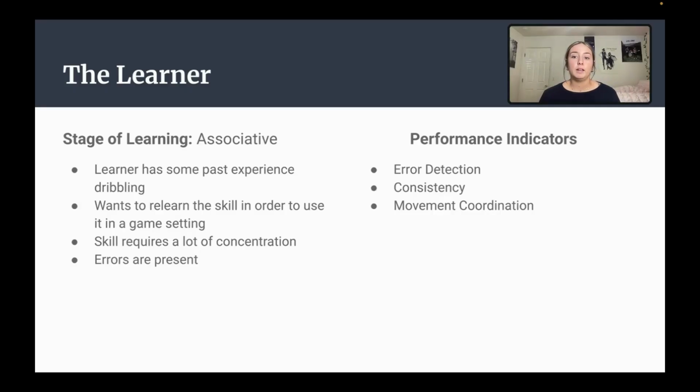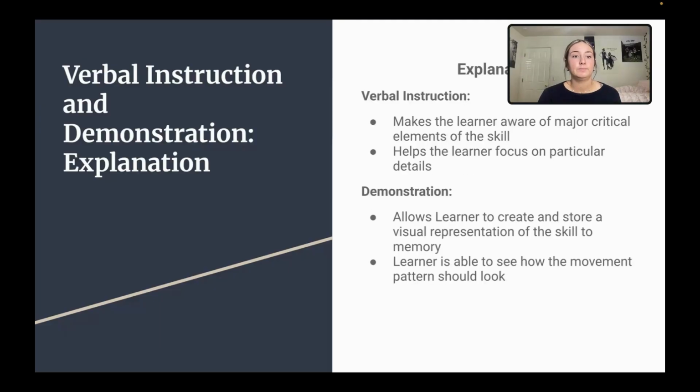So the performance indicators that our learner is showing is they are somewhat able to detect when they are wrong, but are still committing errors. And then the consistency isn't necessarily there, which is what we really want to improve. Just for game settings, when you're dribbling down the court, it would be a lot easier. And then movement coordination as well.